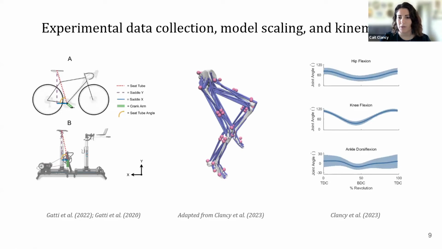And although I'm only showing joint angles here for the hip, knee, and ankle in the sagittal plane, for every degree of freedom in this model, we have resultant kinematics and joint angles. And all these joint angles were compared to literature to ensure that all of our participants were producing joint angles within that normative range based on the existing literature.